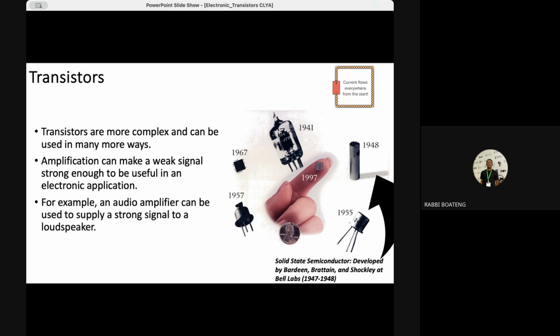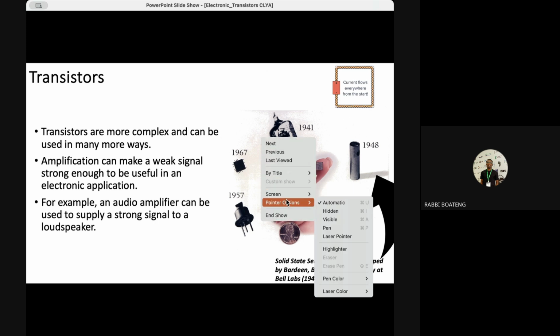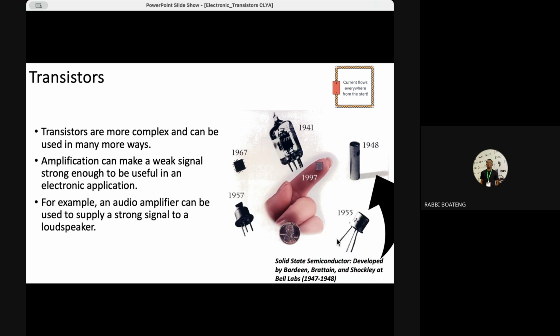Now, transistors, the transition started a very long time ago. It's not now that we have something called transistors. It has been there for a very long time. And first, it used to be in a vacuum like this. When I say in a vacuum, you remember this incandescent bulb.